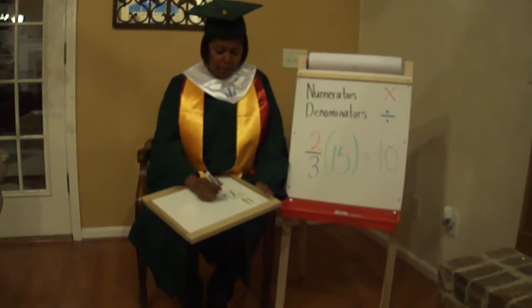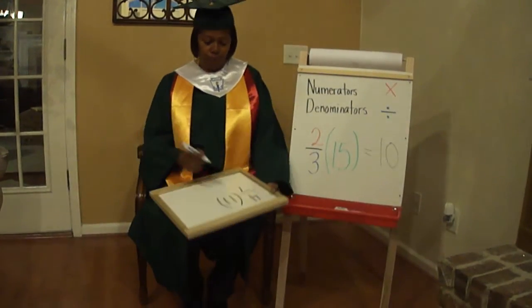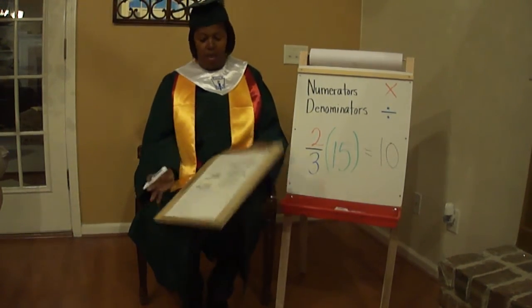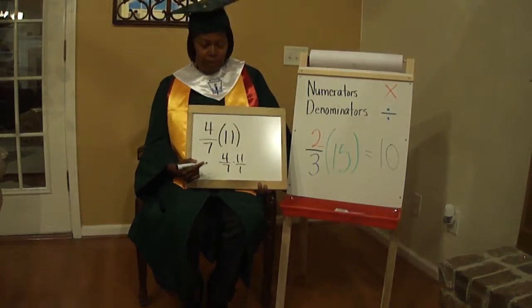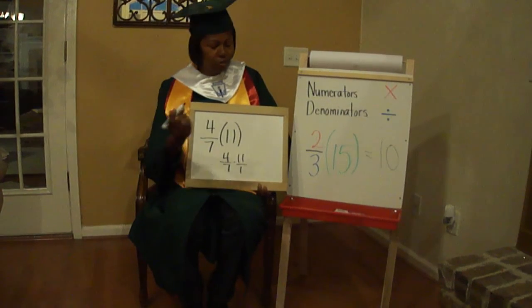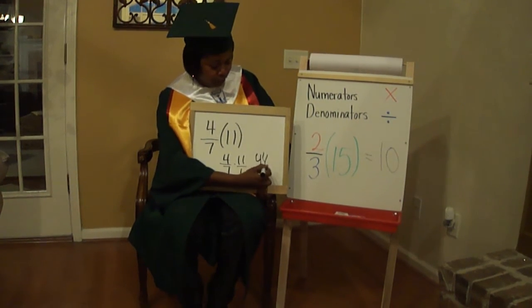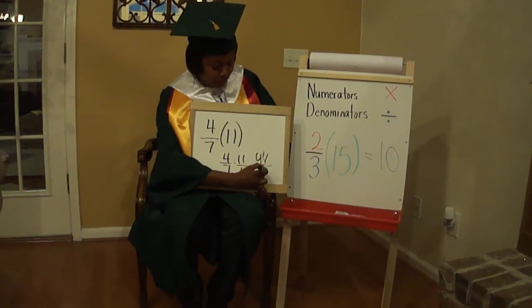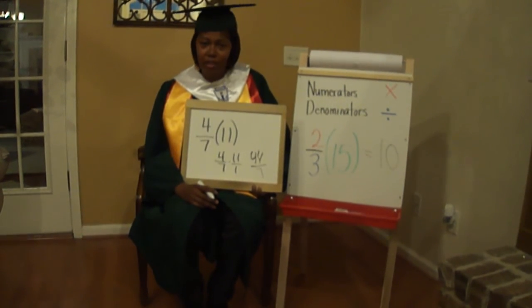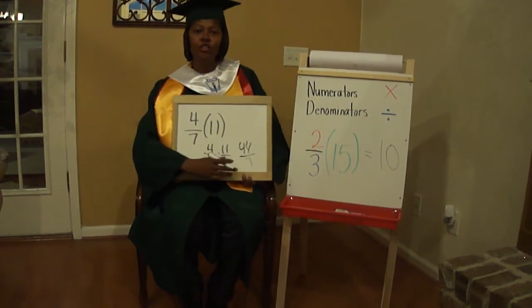4 sevenths times 11. I'm going to take that whole number and we're going to put it over a 1. And now we just go straight across. And when you do this, you're going to look like you boss. 4 times 11, 44. 7 times 1, 7. We're going to get the same answer that we got before. 6 and 2 sevenths.